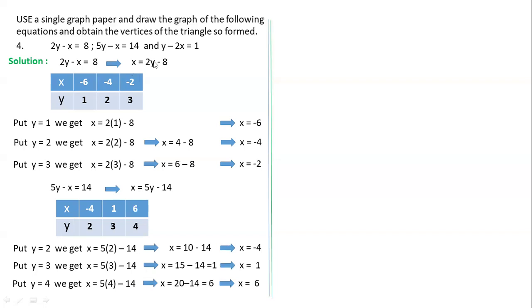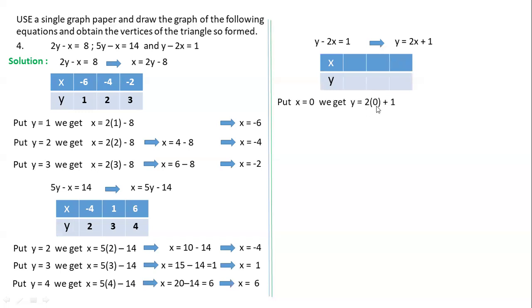Now here we have got a third equation also. So we have to further calculate. So y minus 2x is equal to 1. We can write this as y is equal to 2x plus 1. Okay. Now put the values. Make the table first. X, y. Put x is equal to 0. So 2 zeros are 0 plus 1, y is equal to 1. So x is 0, y is 1.